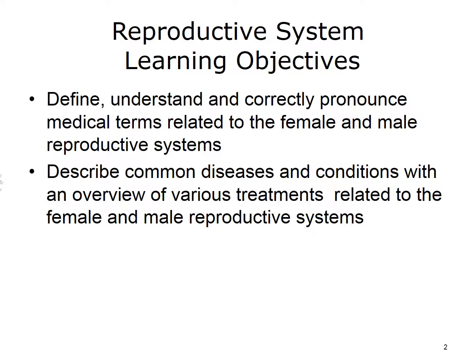The objectives for this unit, Reproductive System, are to define, understand, and correctly pronounce medical terms related to the female reproductive system and male reproductive system. Describe common diseases and conditions with an overview of various treatments related to the female reproductive system and male reproductive system.